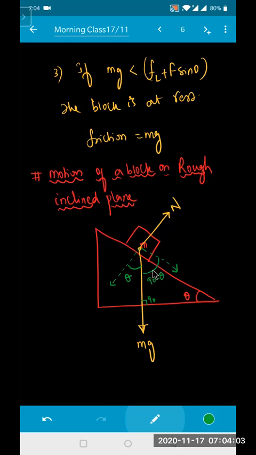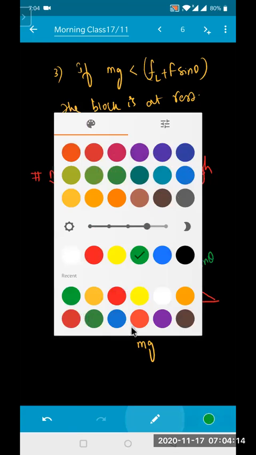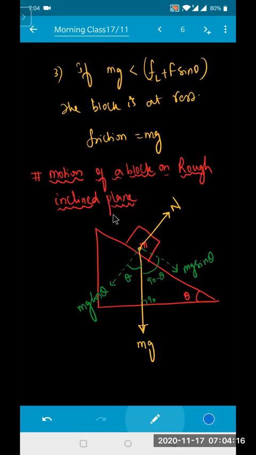So obviously this total angle is 90. So obviously this is theta for me. So this will become mg into cos theta, and this will become mg into sin theta. So where will be the direction of friction, beta? Friction will be in which direction? Opposite direction. So friction will be along this surface like this.